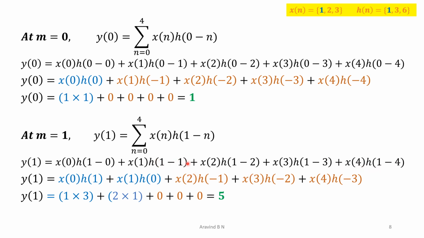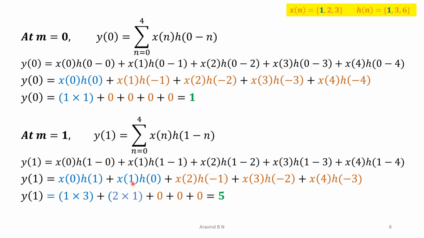Simplify the values within this bracket. So we are going to get x of 0 h of 1 plus x of 1 h of 0, then x of 2 h of minus 1, x of 3 h of minus 2 plus x of 4 h of minus 3. Now with respect to this, x of 0 h of 1 is available for us. x of 0 is equal to 1 and h of 1 is equal to 3. So that is substituted here.